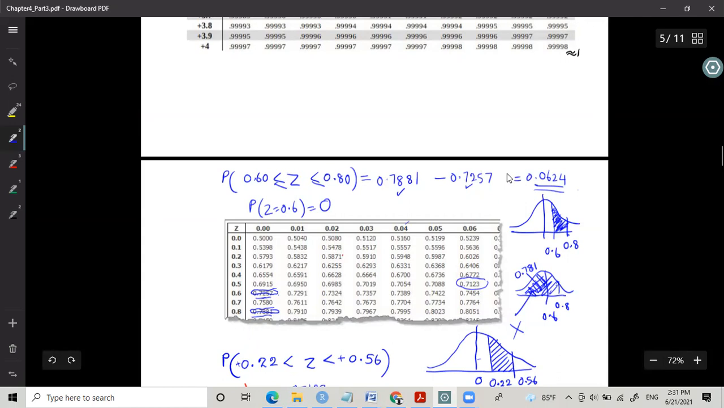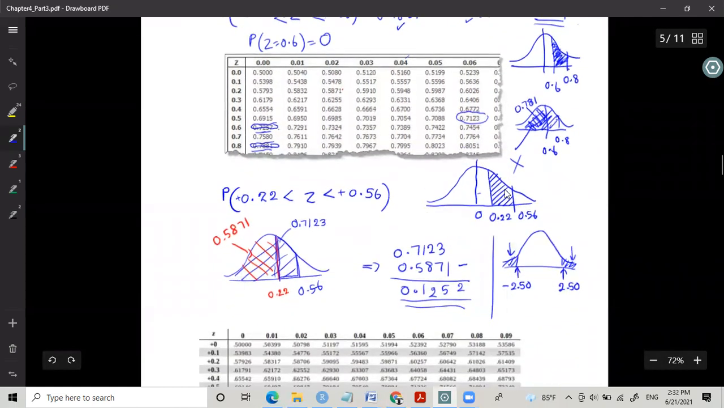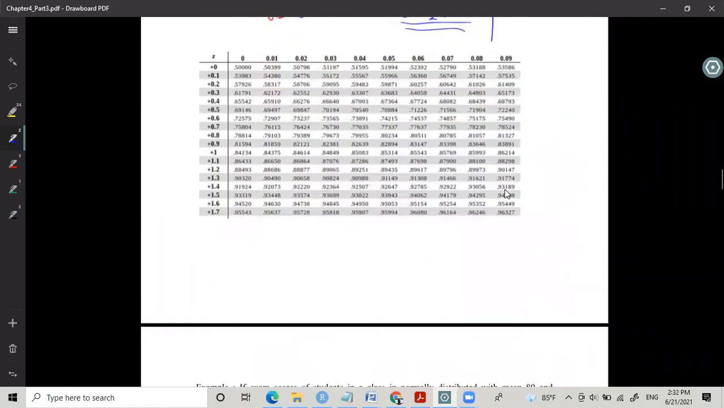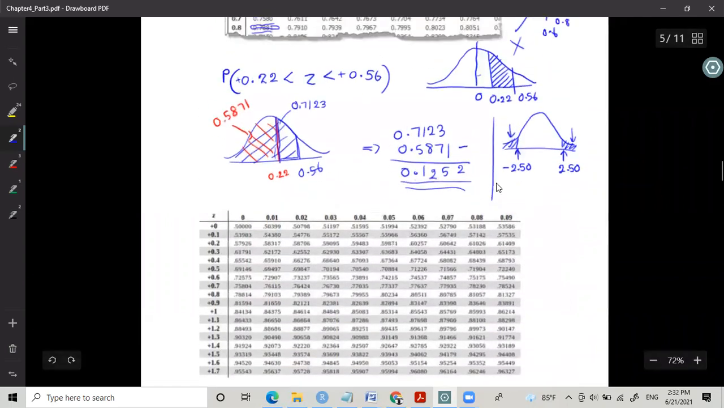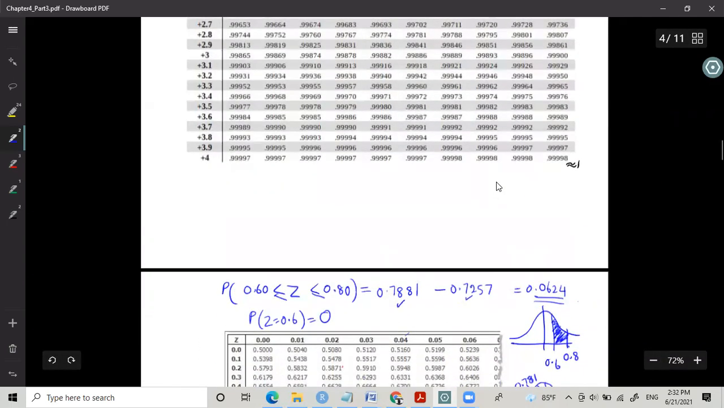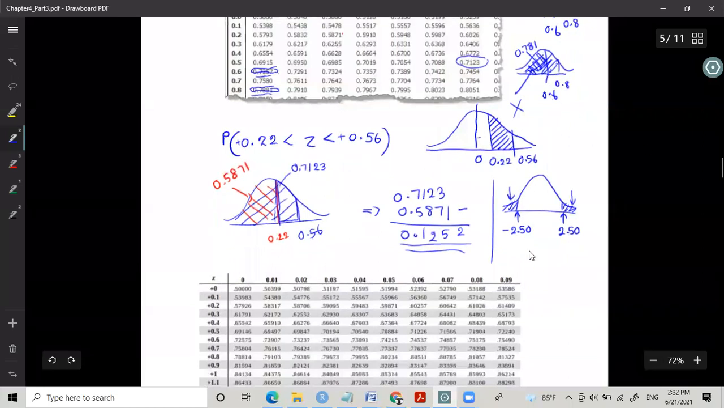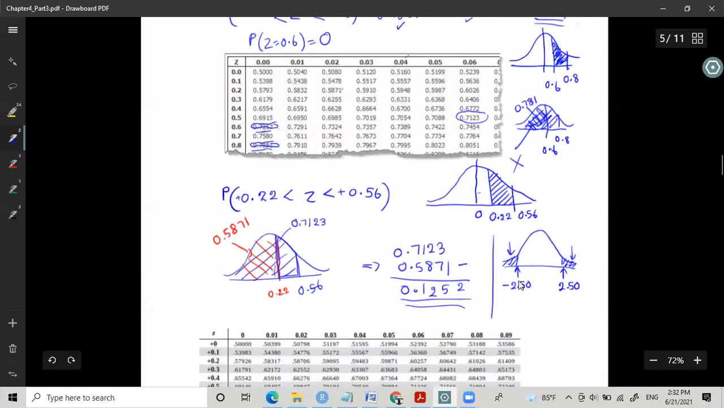Right, so now you know how to read the left tail, the right tail, and also the in-betweens. Now I'll give you one more example. Oh, we were talking about the tails, right? We didn't finish it. Okay, let's first finish this one. The area to the right of 2.50 and left of negative 2.50. How do you find this one?